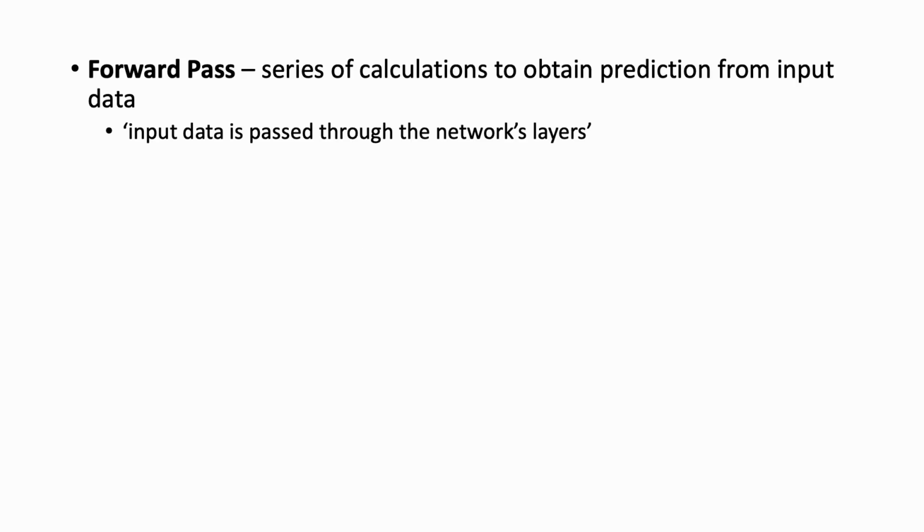So in this video, I'm going to answer the question, what is the forward pass? The forward pass is the series of calculations to obtain a prediction from a piece of input data. Intuitively, the input data is passed through the layers of the network in the forward direction, so going from the input layer to the output layer.